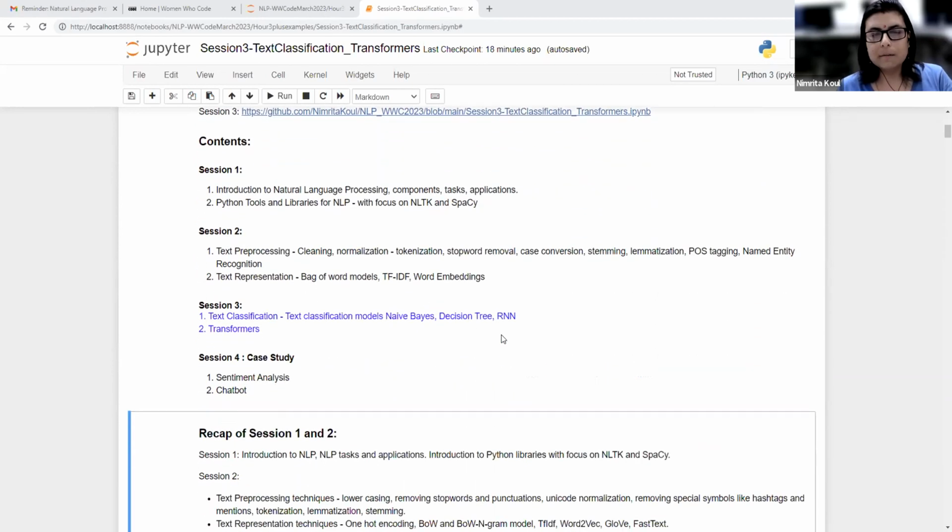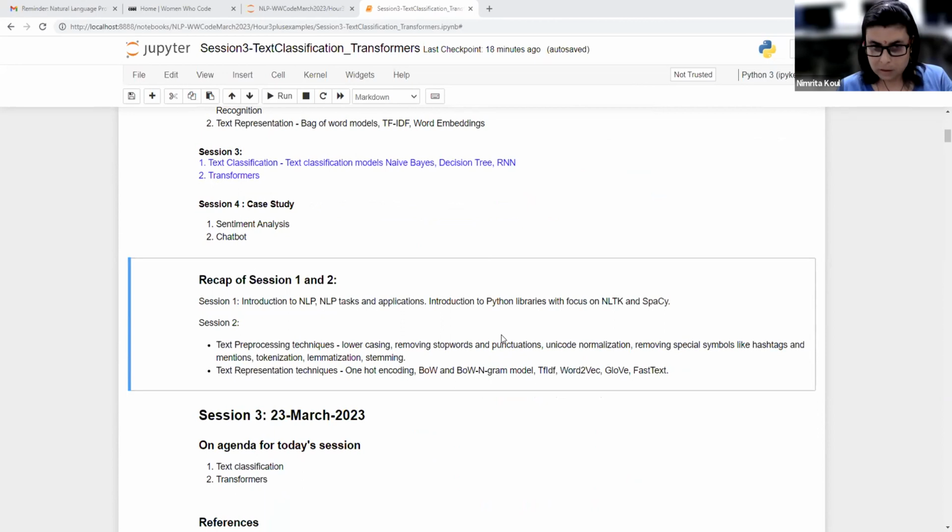We have already covered sessions 1 and 2. I'm doing a bit of a recap on session 1. We introduced the field of NLP. We spoke about different tasks involved in NLP. We then spoke about different applications: machine translation, autocorrect, question answering, conversational AI, and so on. We spoke about many libraries in Python which help you do NLP, with primary focus on NLTK and spaCy.